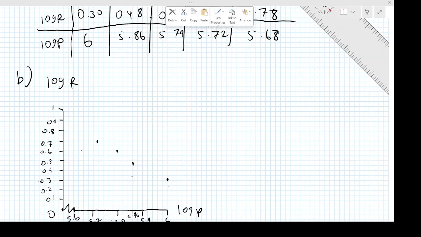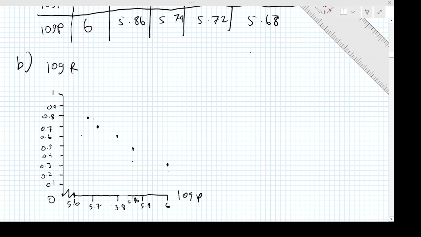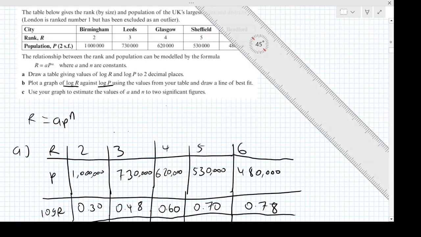Then lastly 0.78, that's going to be roughly there, just under 0.8, against 5.68. So that would be here. Okay, so I've plotted my points then, log R against log P. So I drew sort of the coordinates, right? Then I'm going to draw a line of best fit.